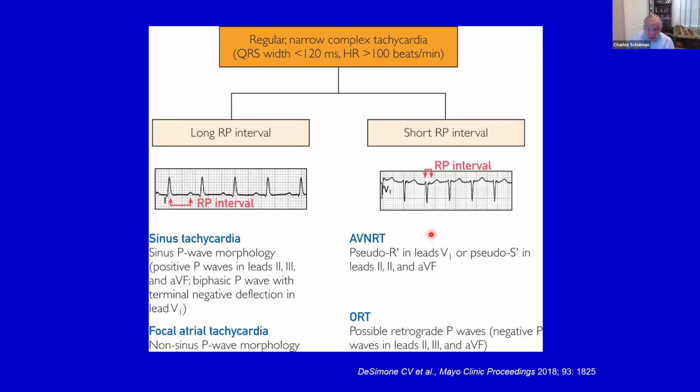The short ones are AV nodal reentrant tachycardia, where that little blip after the QRS, kind of an R prime. It's not really an R prime. It's really a P wave. It's a retrograde P wave, but we'll talk about that. Or possible retrograde P waves from an orthodromic reentrant tachycardia.